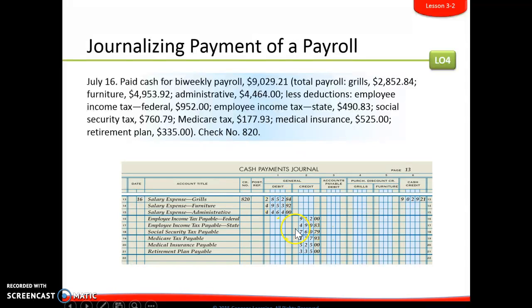And then we're going to credit all of our taxes. So we have our employee income tax payable federal, employee income tax payable state, Social Security tax payable, Medicare tax payable, medical insurance payable, and retirement plan payable. Those are all payable accounts because right now we are just holding on to them. They are a liability for us until we pay the government.